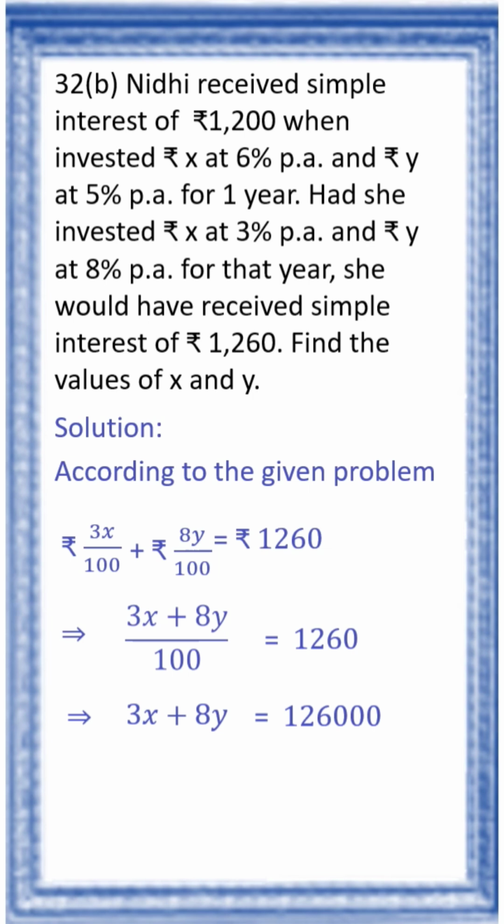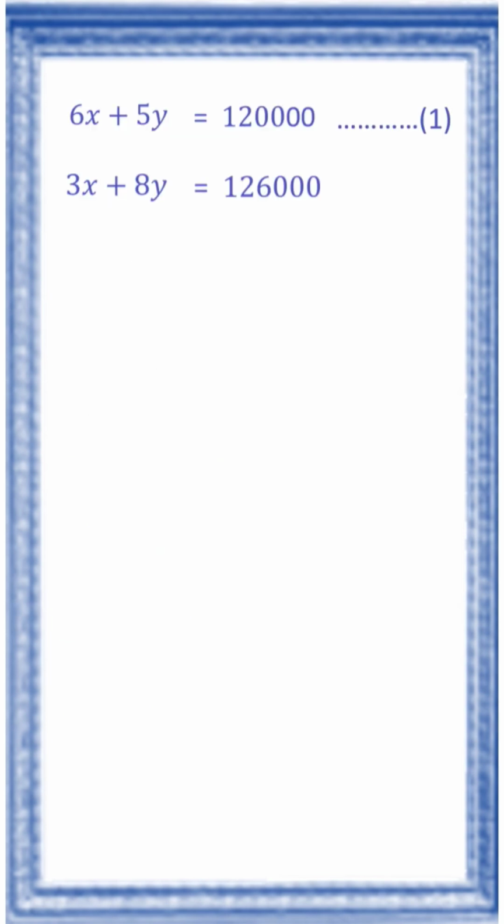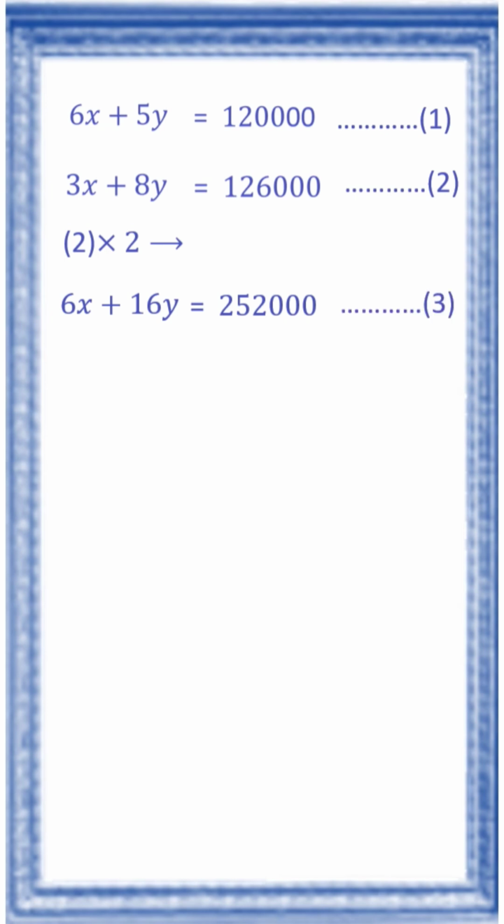126,000. Now we have two equations, equation number 1 and equation number 2. If we multiply the second equation by how much? 2, we will get 6x plus 16y is equal to 252,000. Let this be equation number 3. Equation number 2 minus equation number 3. We have to change the signs of the second equation.